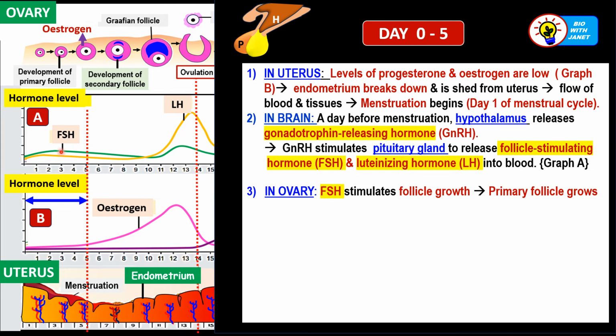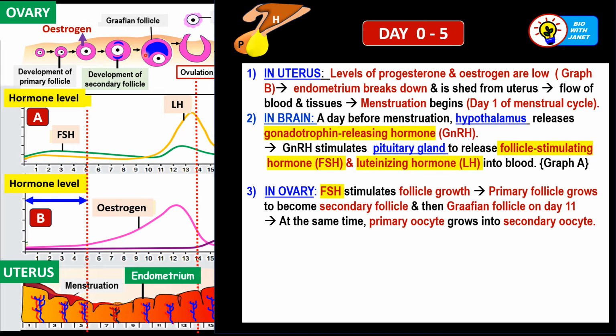Now, in the ovary, FSH then stimulates follicle growth. Look at the picture on top here. The primary follicle grows to become the secondary follicle here, and then finally the Graafian follicle, which is produced around day 11. At the same time, the primary oocyte inside the primary follicle will grow to become the secondary oocyte. The white cell here will become the secondary oocyte in the Graafian follicle.